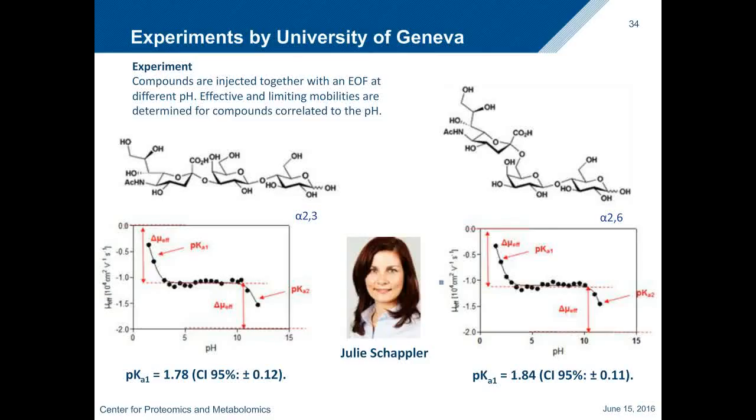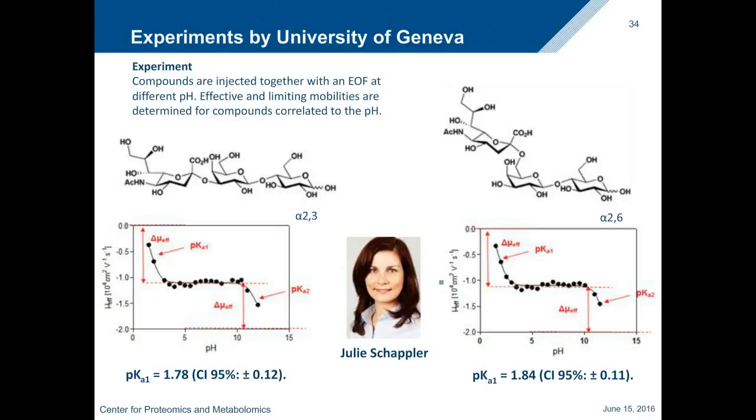However, in our lab, we didn't really have the tools to do that. So we went to the University of Geneva, where they were able to determine the absolute pKa value of two standards, alpha-3 linked sialyl lactose and alpha-6 sialyl lactose. And what they basically did is they injected the compounds together with an EOF at different pHs. And with that, they could determine the limiting mobilities and the effective mobilities. And what they could do with that is kind of make a titration curve, and from that determine the absolute pKa value. For alpha-3, they could determine that at 1.78, and for alpha-6 at 1.84. However, as you can see, the confidence intervals overlap. So that was a little bit of a pity for us.